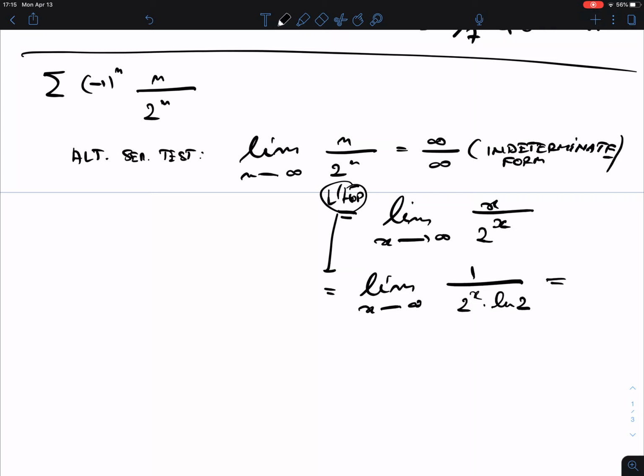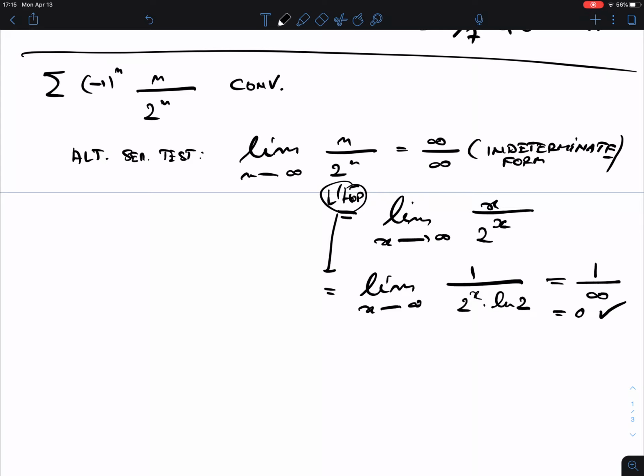Okay, so if I plug in infinity now I get 1 over infinity, which is 0. Aha, convergence. So this is now a convergent series. All right, and there will be a couple more homework problems like that.